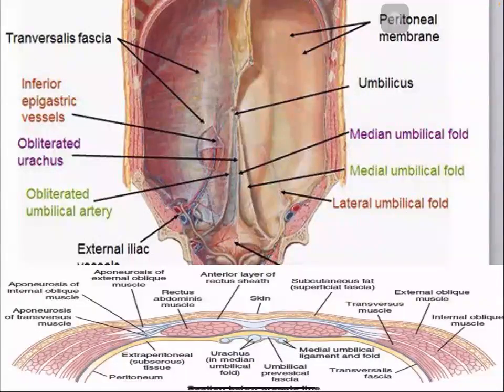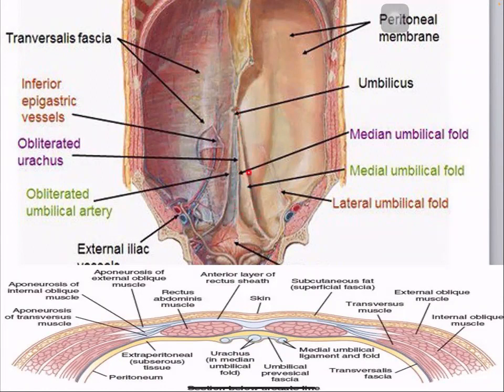This picture demonstrates what we mentioned. This half is covered by peritoneum. Here the peritoneum is removed. First, this is the median umbilical ligament, passing from the fundus of the bladder to the umbilicus, which is, as we mentioned, the remnant of the urachus.